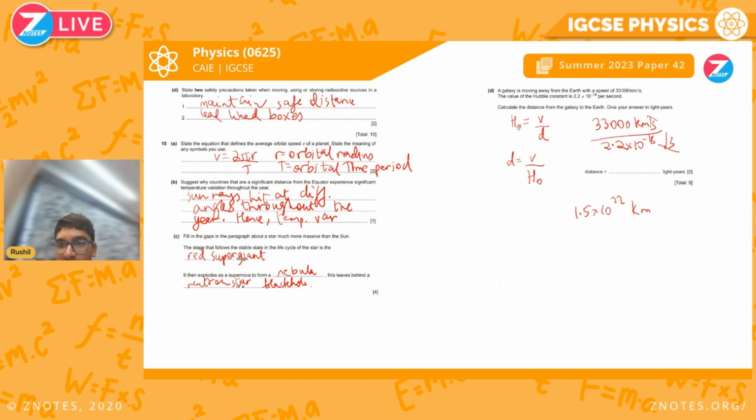So we have this, which is 1.5 into 10 to the power 22 kilometers. We will multiply this by 1,000 to get meters. And then we'll divide this by the amount of 1 light year, which gives 1.6 into 10 to the power 9 light years. So the distance is 1.6 into 10 to the power 9 light years.